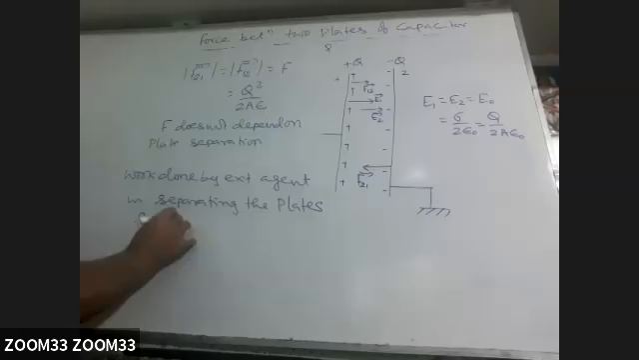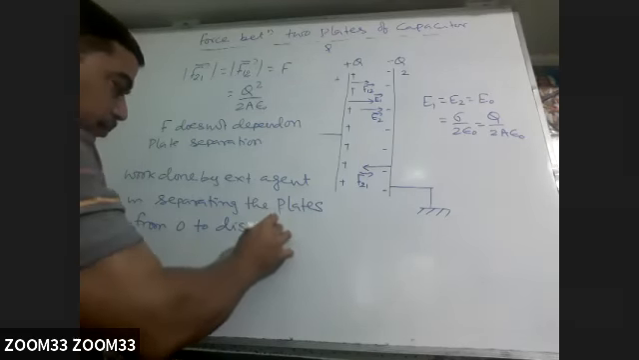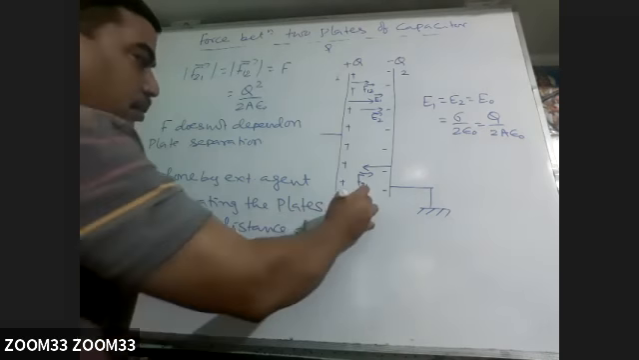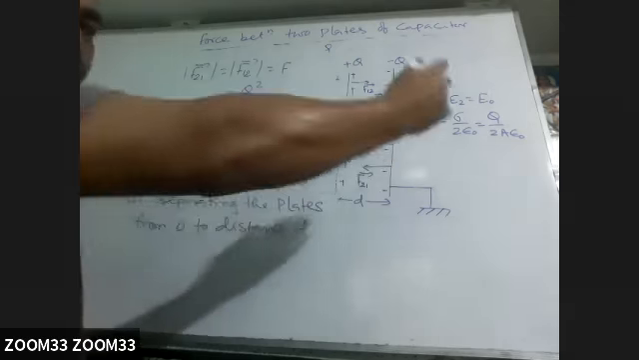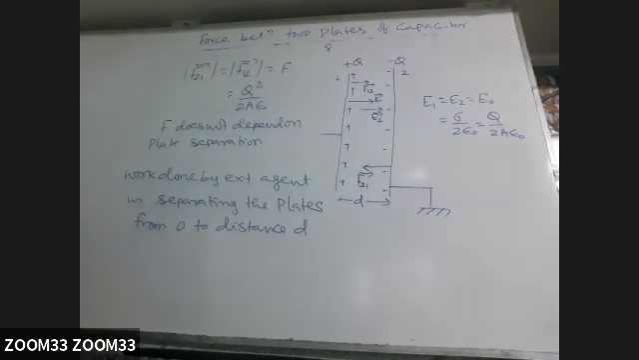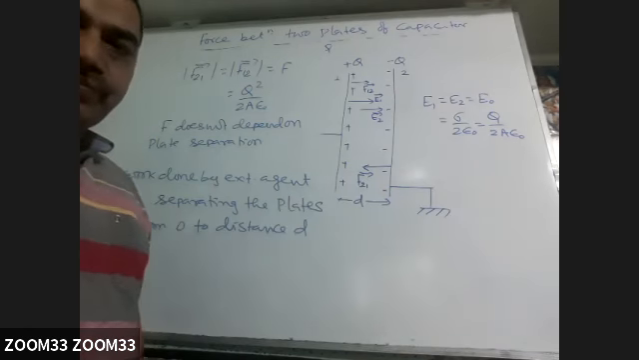From 0 to distance d. Suppose now it is at distance d. Earlier this was very close. Now we have increased it up to this. So what will be the displacement? The displacement is d only.